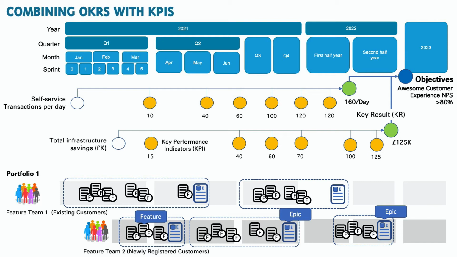Here we show how the first objective, provide an awesome customer experience, where NPS is greater than 80%, to be achieved by the end of 2022, consists of 2 key results. The first, to be reached by mid-2022, is for the average self-service transactions to reach 160. The second key result is to make an operational infrastructure saving of £125,000 by the end of 2022. Therefore, the last KPI value is the same as the key result value, 160 and £125,000 respectively.